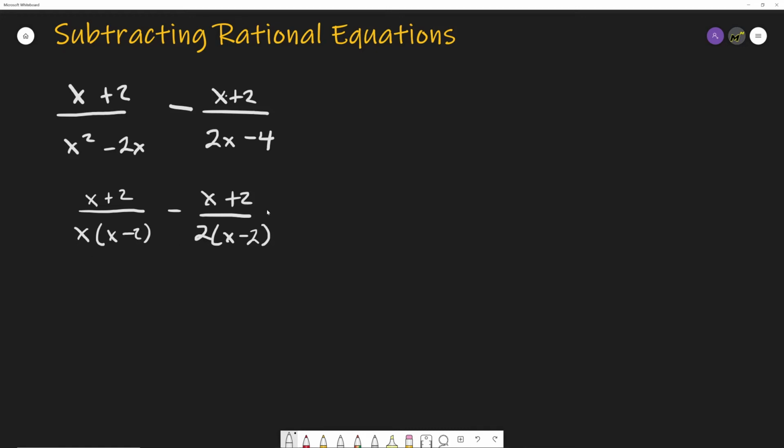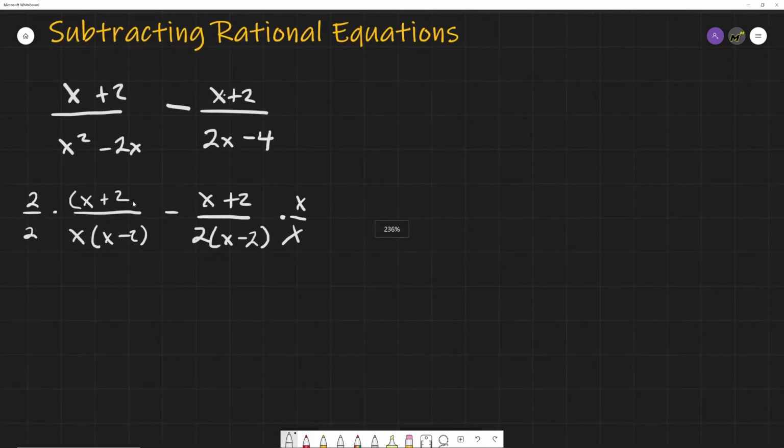Okay. So on this right side, I'm going to multiply top and bottom by an x. On the left side, I'm going to multiply top and bottom by a 2. So you notice our denominators are now common. We have a 2 and an x and the quantity of x minus 2. We'll have the same thing here. We have a 2 times an x times an x minus 2. They are now common.